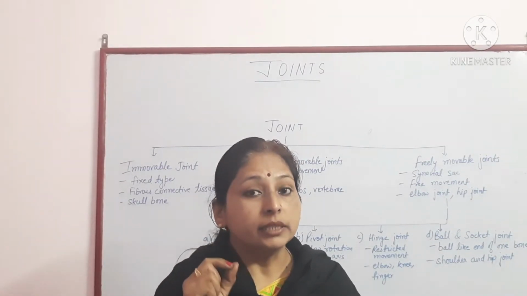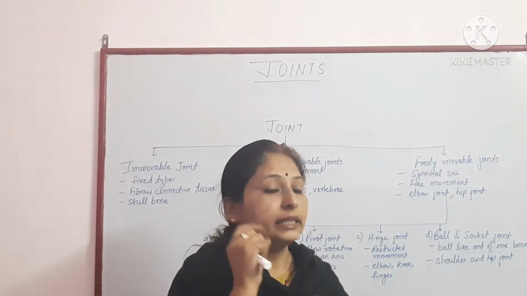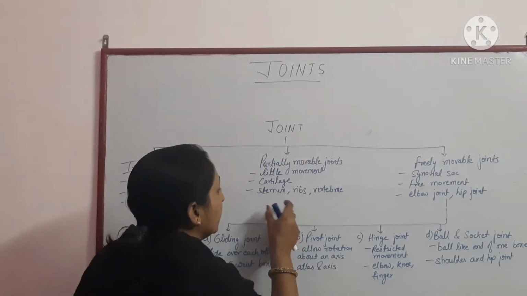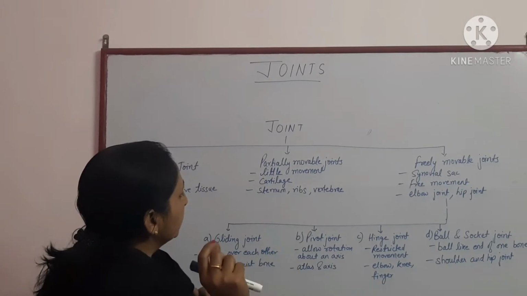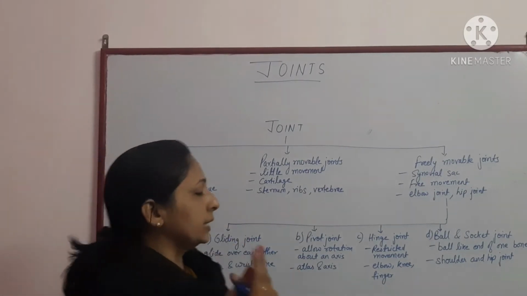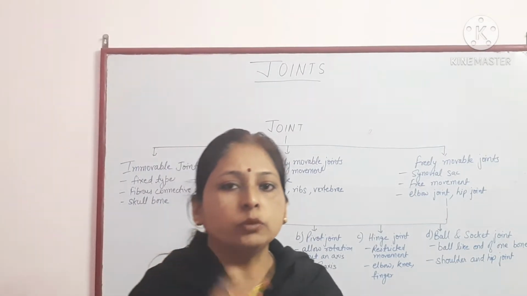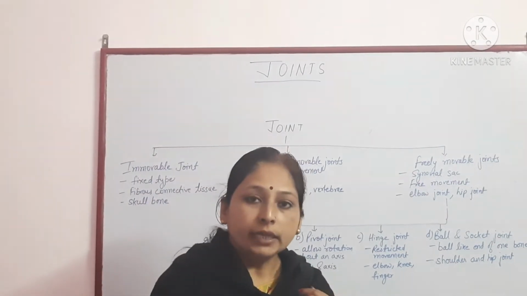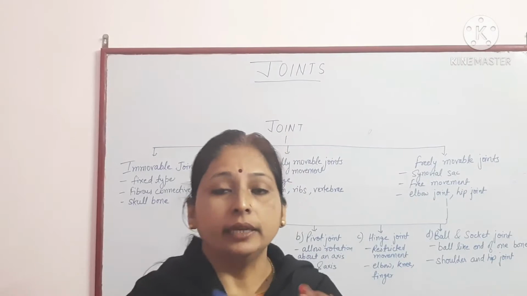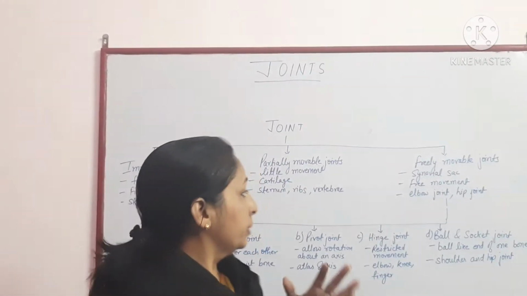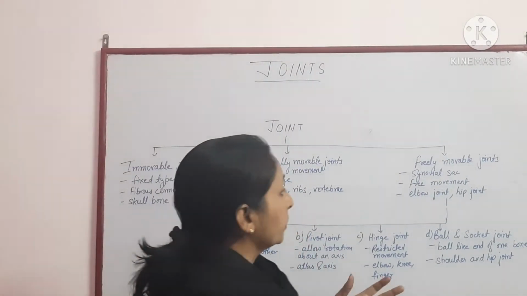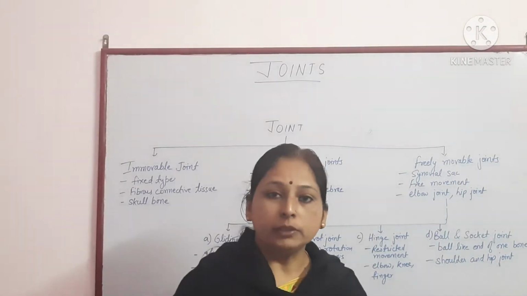That intervertebral disc is made up of cartilage, and that cartilage provides articulation, and those are partially movable joints. Slight movement is there, and they are present in the ribs, in the sternum, and in the vertebral column. The third one is the freely movable joint.